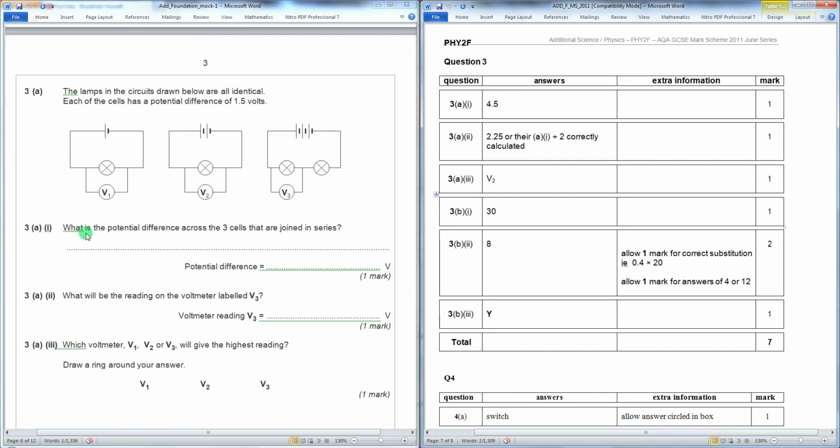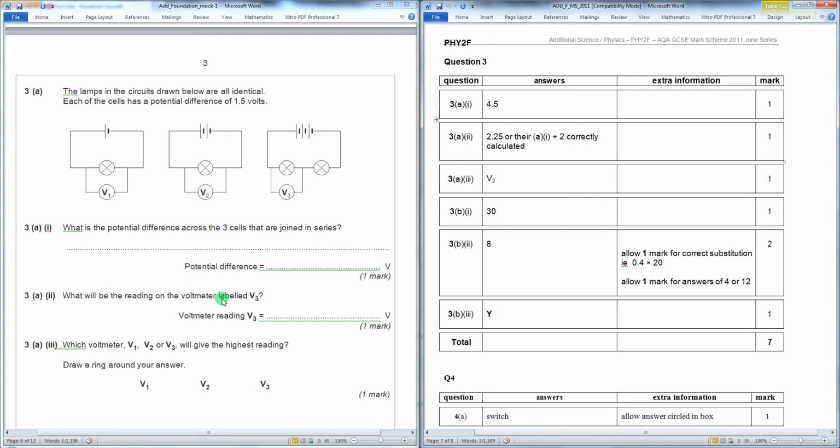So the first question, what is the potential difference across the three cells that are joined in series? Well, provided those cells are facing in the same direction, all you have to do if they're joined in series is add the potential differences together. So it's 1.5 times 3 for the three cells, giving us 4.5 volts.